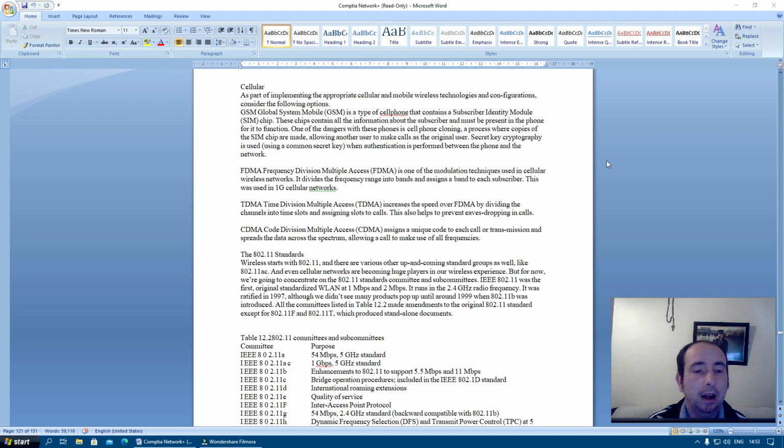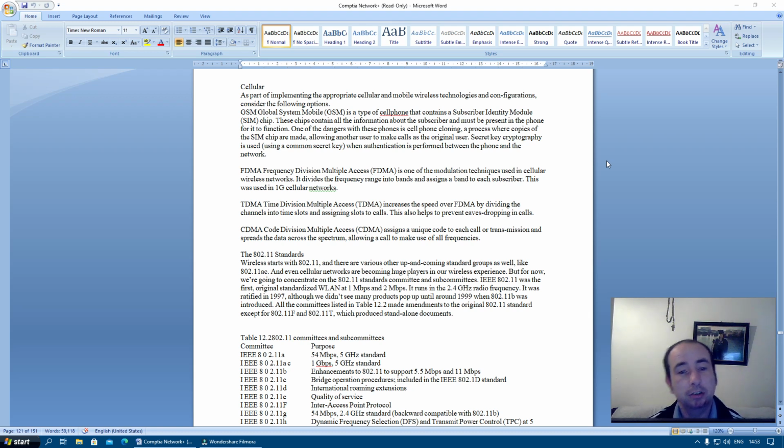Cellular. As part of implementing the appropriate cellular and mobile wireless technologies and configurations, consider the following options. GSM, Global System for Mobile, is a type of cell phone that contains a subscriber identity module, SIM chip. These chips contain all the information about the subscriber and must be present in the phone for it to function.